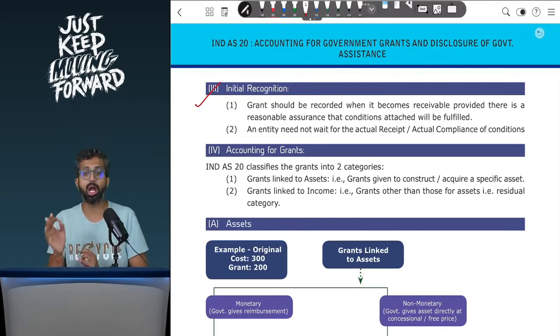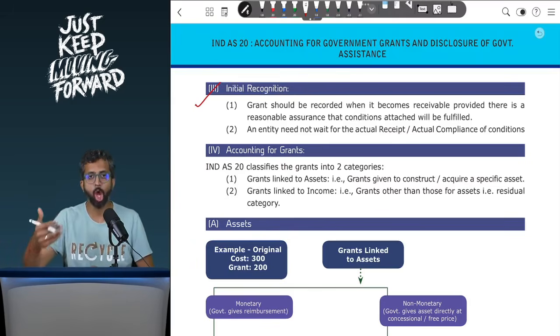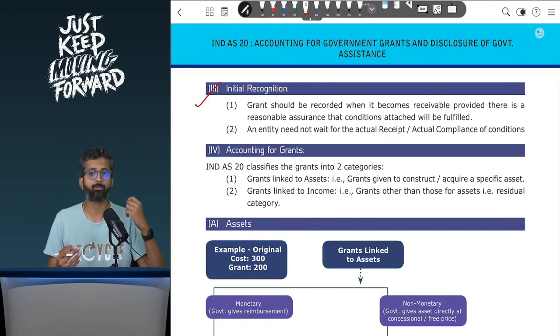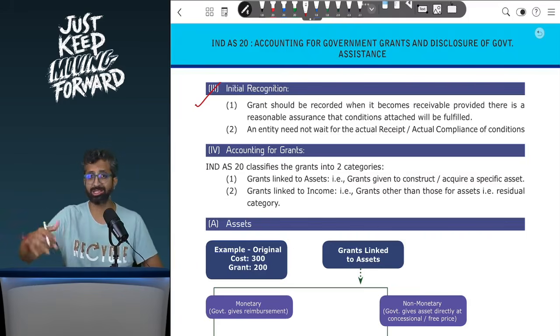Now, a grant linked to asset is defined as a grant which is for the specific purpose of acquiring, purchasing or constructing a specific asset, maybe a tangible, maybe an intangible asset. However, it is for the purpose of acquiring an asset. So what is an income linked grant? Every grant which is other than a grant linked to asset. So it is like a residual category.